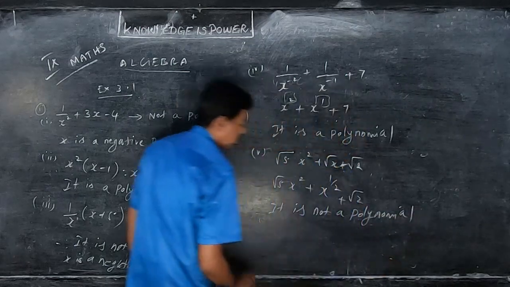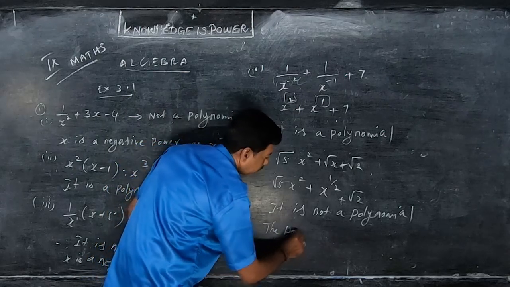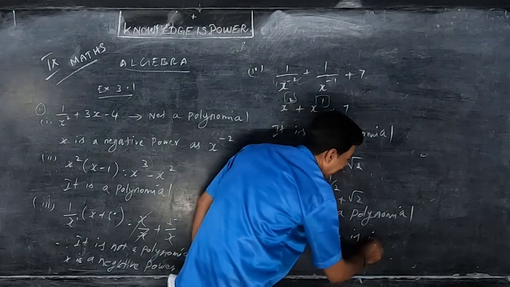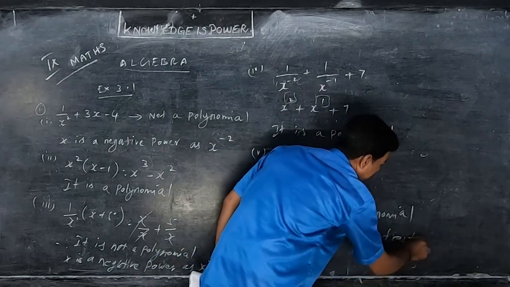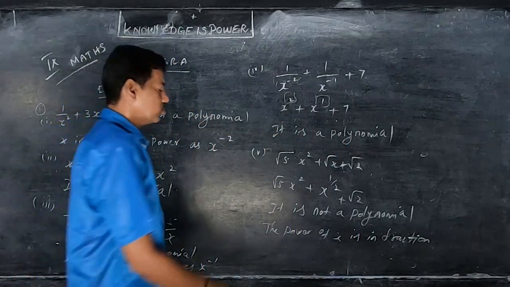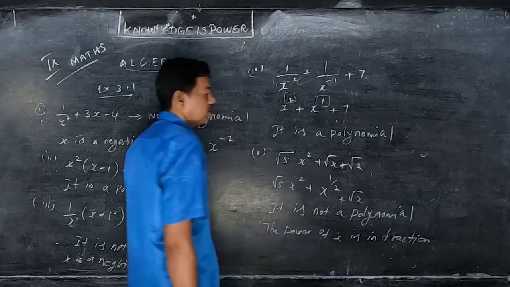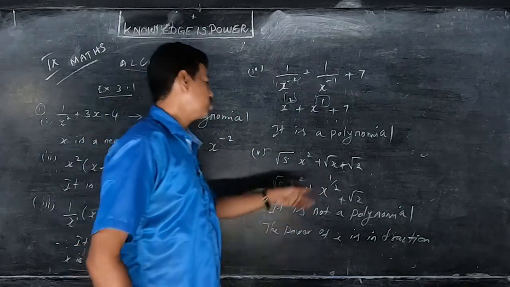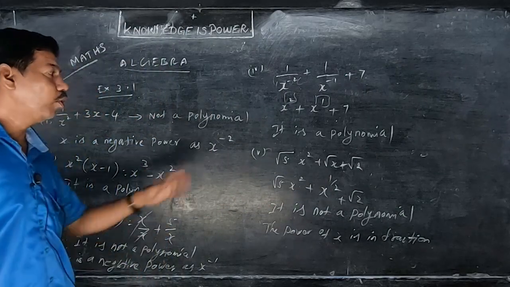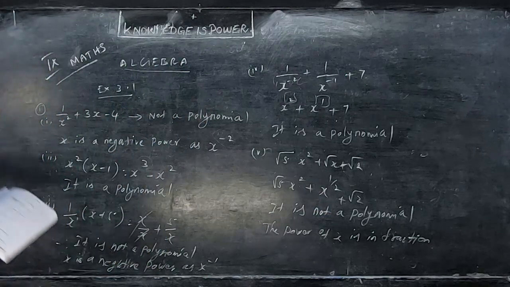Reason is what? Okay, the power of x is in fraction. Otherwise we can also write that the power of x should be whole, not a whole number. Not a whole number. Write that as the reason.